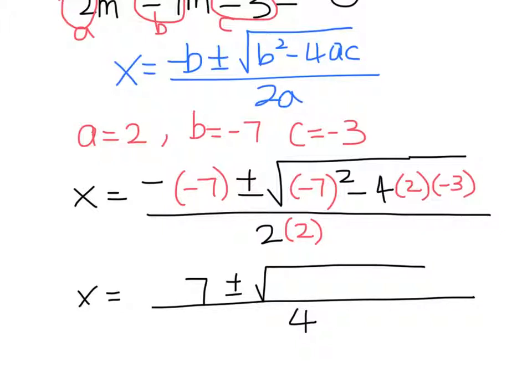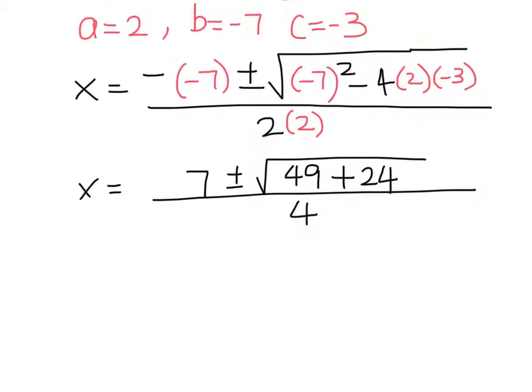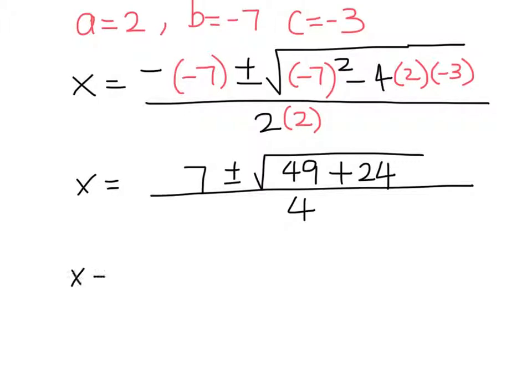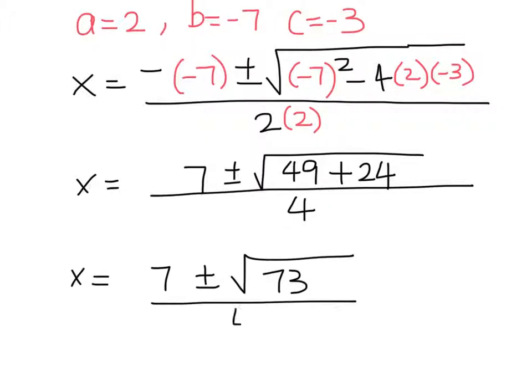Now let's keep going. Negative 7 squared is 49, so I put 49. And now this part, a lot of people get confused over here. I have a negative 4 times 2 times negative 3. There are 2 negatives, so that's going to be a positive. Then 4 times 2 is 8, and 8 times 3 is 24. We're almost done. x equals 7 plus or minus the square root of 49 plus 24, which is 73, all over 4.